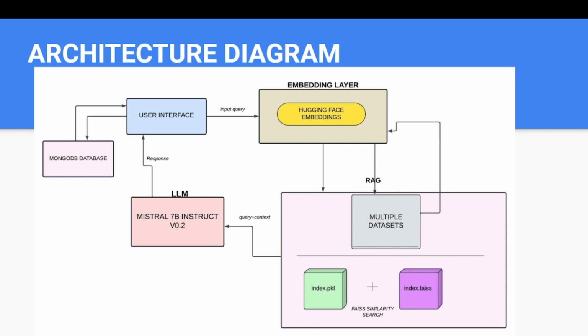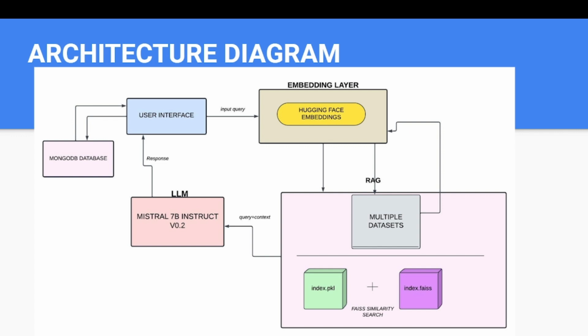So once the input query is vectorized, it goes to this RAG system and finds similar chunks from the index.faiss file. And then later this vectorized query plus the chunks that we've taken from the index.faiss file are given to the LLM. So we are using Mistral 7B Instruct v2 as our large language model.